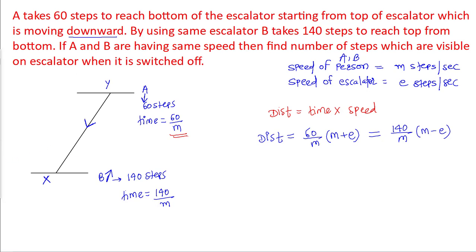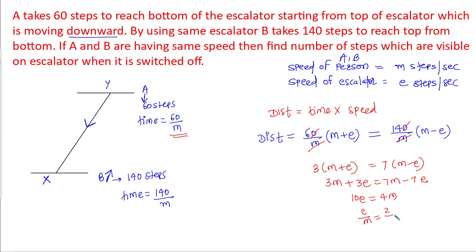Okay everyone, so this m and m will get cancelled out. This 0 and 0 will get cancelled out. 2 3s are 6, 2 7s are 14. So this is going to be 3m plus 3 is equal to 7m minus 7e. So this is going to be 10e is equal to 4m. That is, e divided by m is going to be 2 divided by 5.